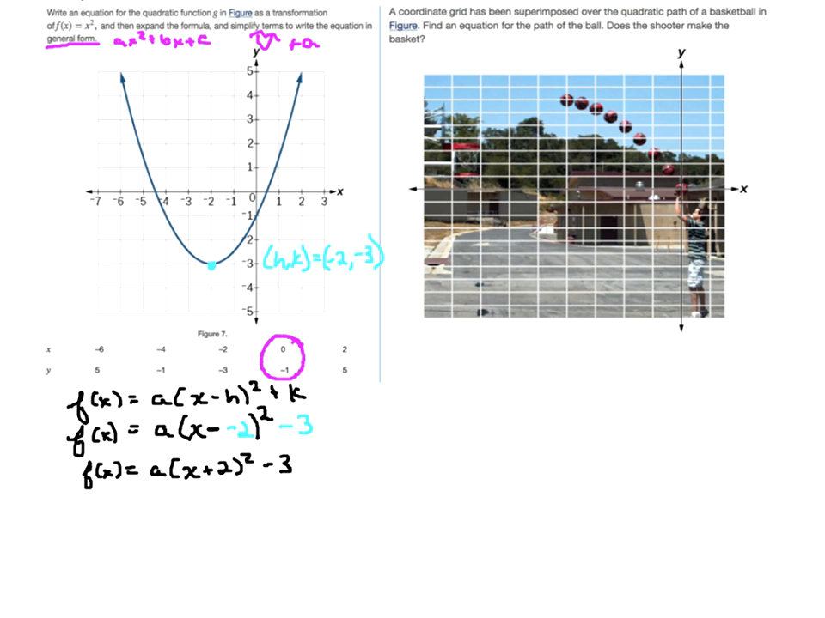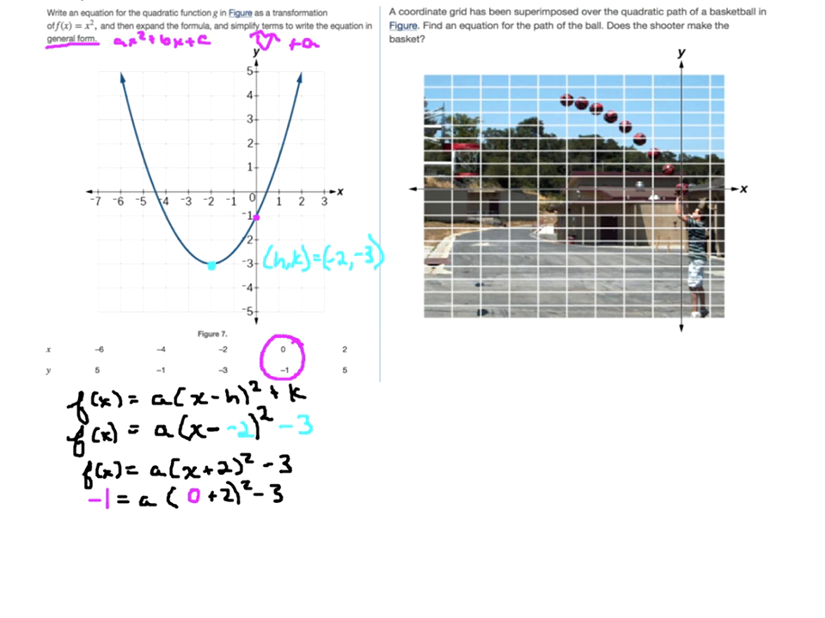So I'm going to choose the point 0, -1. And you can see it's right here. But they gave us a chart just to point out the points to us with this one. So I'm going to plug in 0, -1. So for my y value or my f of x value, I've got -1, and for my x, I've got 0. Okay, so that -1 is equal to a times 0 plus 2 squared minus 3.